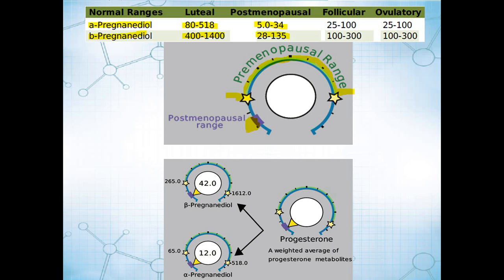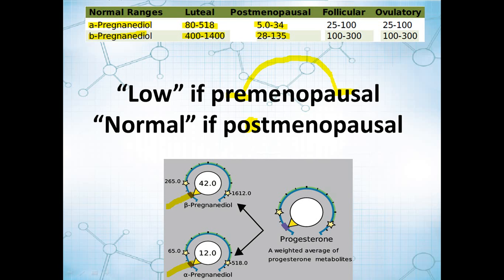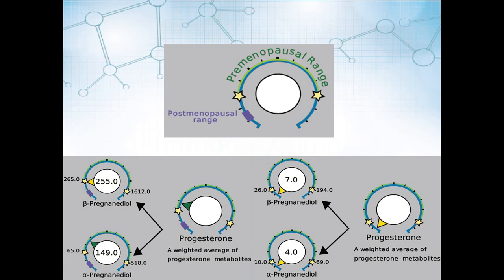As you see a patient's results like this, you would see that both of these values are in the lower part of, but within, the postmenopausal range. This is much lower than you'd expect to see in a woman who is cycling, but expected for a woman who, again, is not cycling. So this would be considered low if she's premenopausal, but perfectly normal if she's postmenopausal.